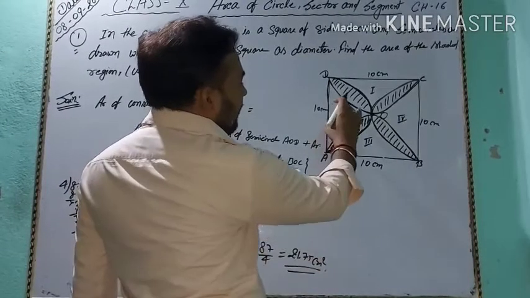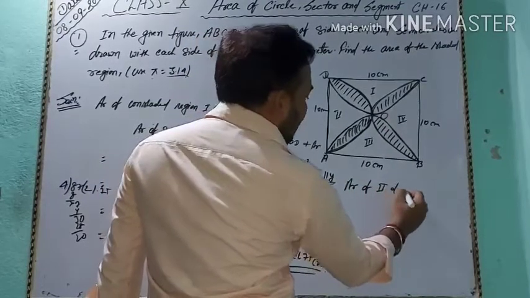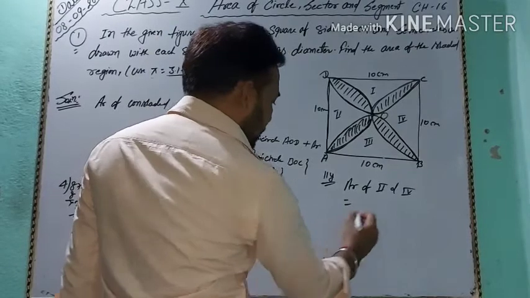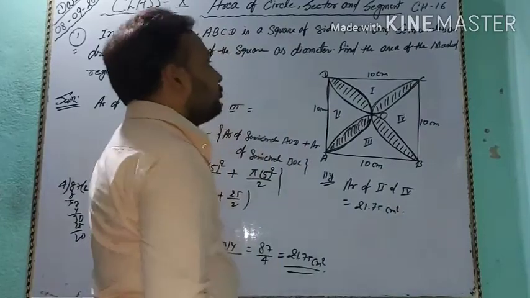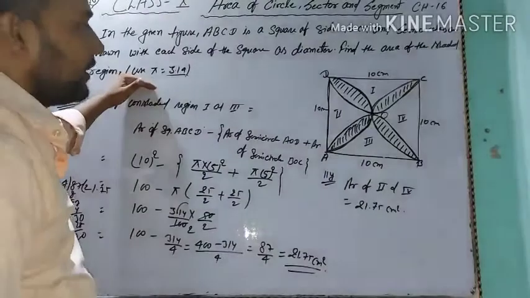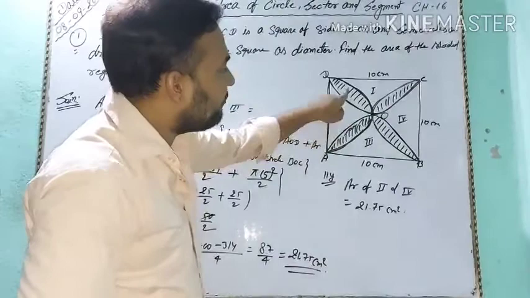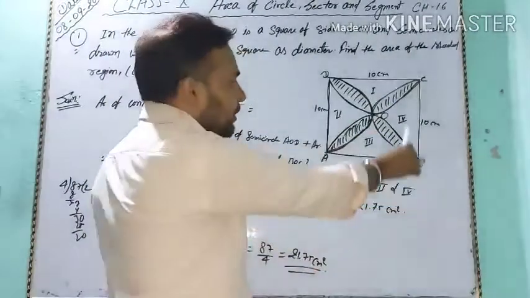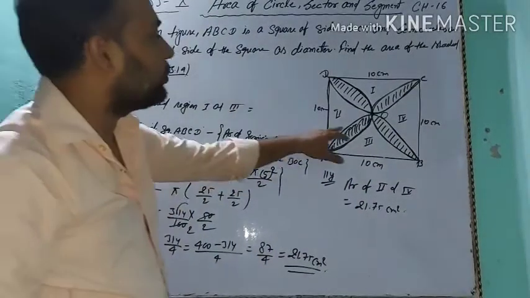area of unshaded region 2 and 4, area of 2 and 4, okay, equal to 21.75 square centimeter. Okay, for students, find the area of the shaded region. Find the area of the shaded region. Okay, area of the shaded region equal to area of the square ABCD minus area of unshaded region 1, 2, 3 and 4.